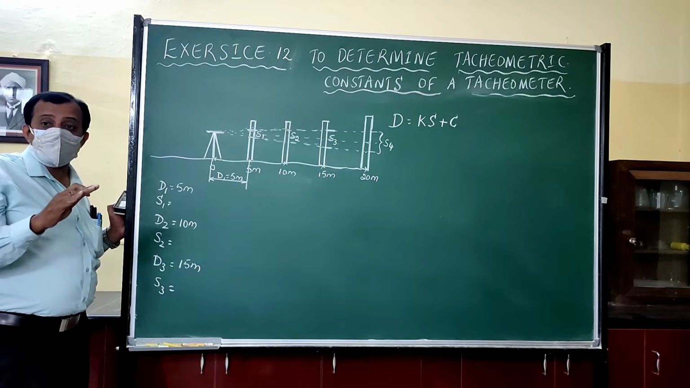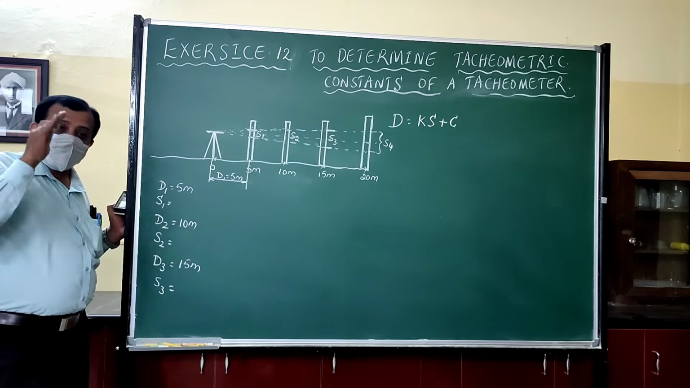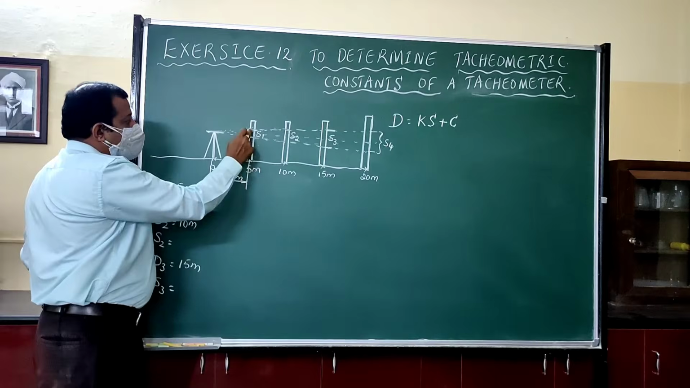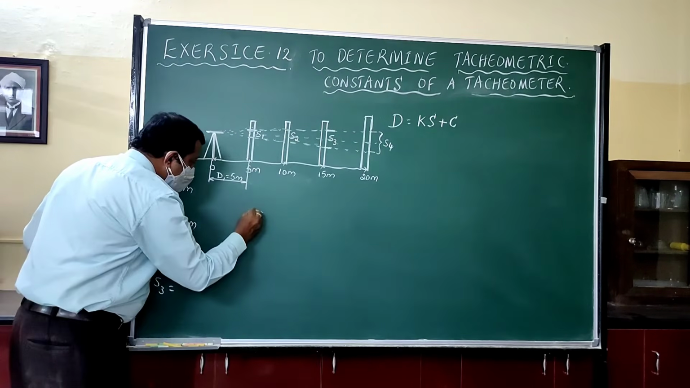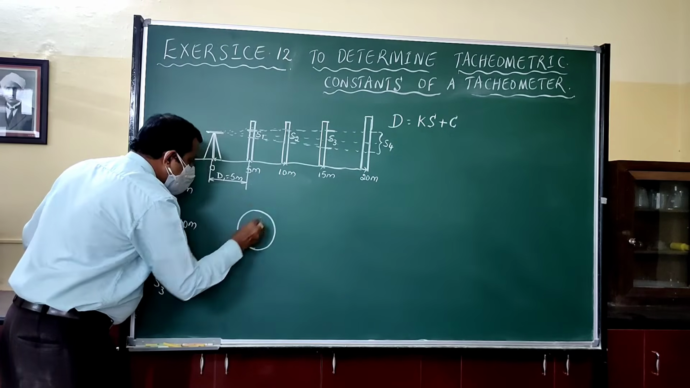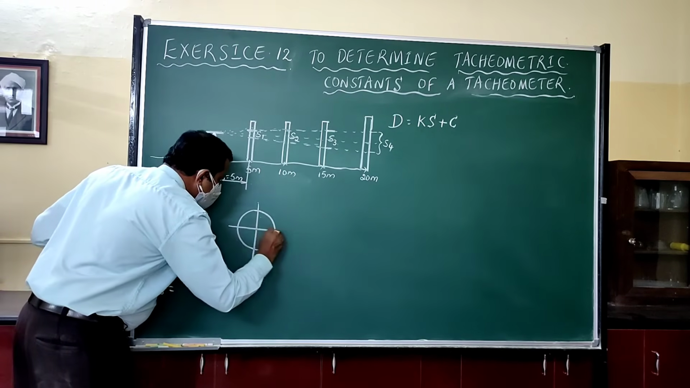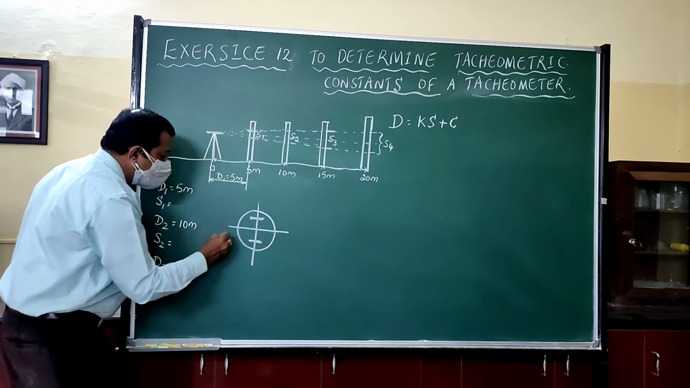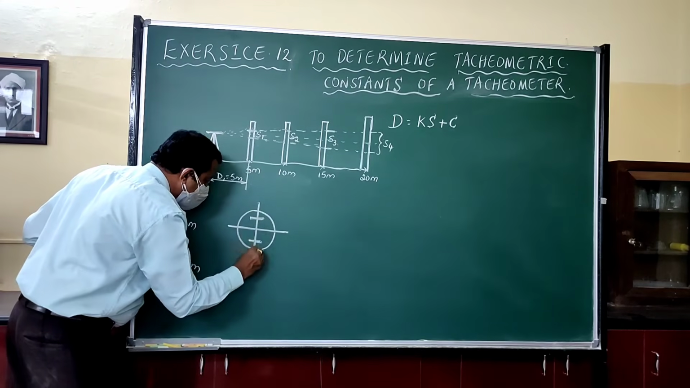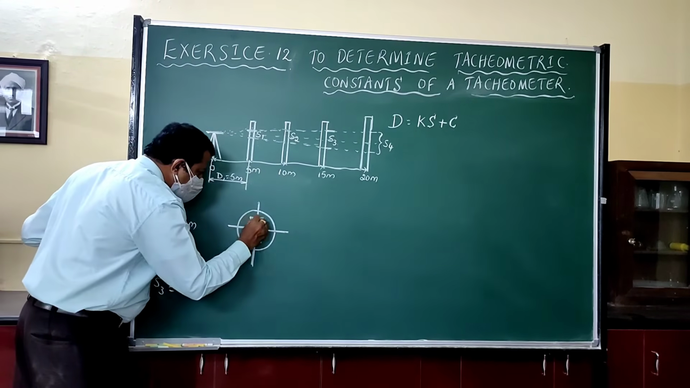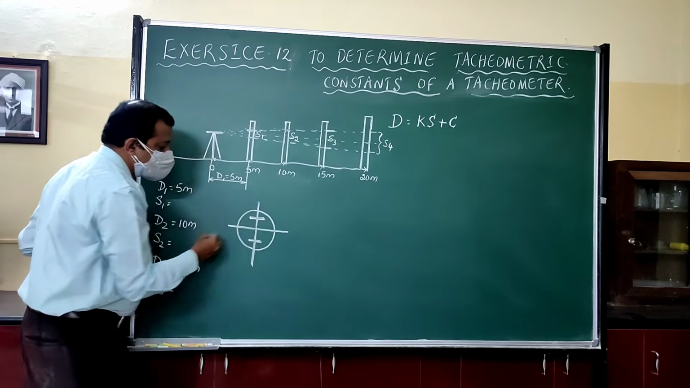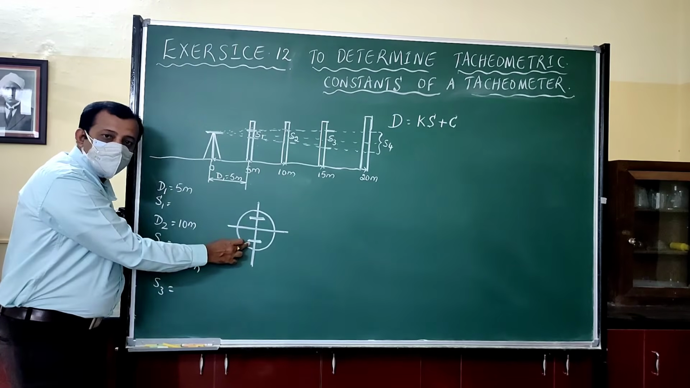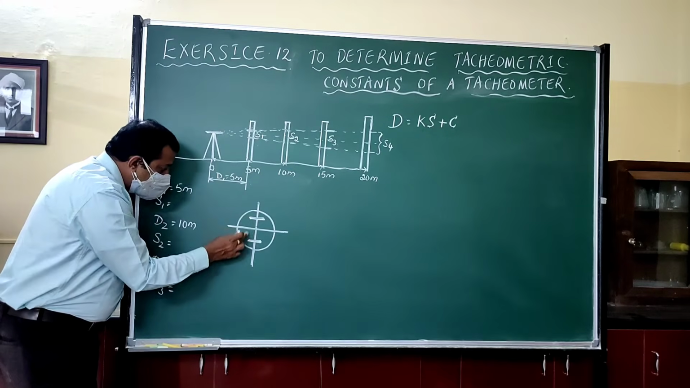That is very, very important. After making the vertical angle 0 degree, 0 minute, 0 seconds, place the staff at 5 meter and take the staff intercept. What is the staff intercept? Staff intercept is the difference between the upper stadia and lower stadia reading. This is the upper stadia and this is the lower stadia. This is the central crosshair reading. Note down the corresponding staff reading at the upper stadia, and note down the corresponding staff reading at the lower stadia. Right? The difference between these two readings is S1.